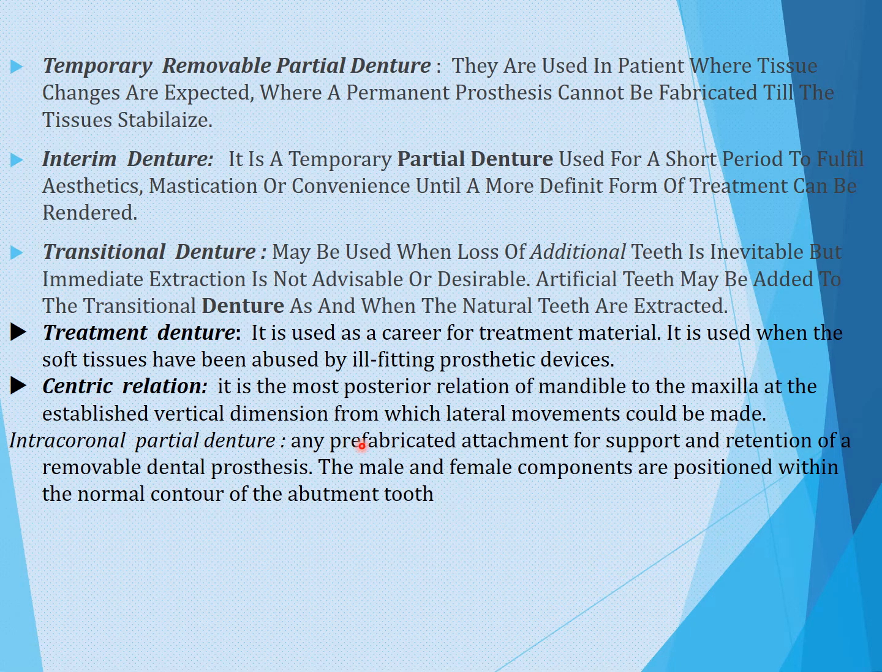Coming to the intracoronal partial denture, any prefabricated attachment for supportive retention which is placed in the denture prosthesis. Like I told you, extra and intracoronal. There's a male and female component which can be attached to the denture. So yes, that also can be done. An example is a precision attachment.